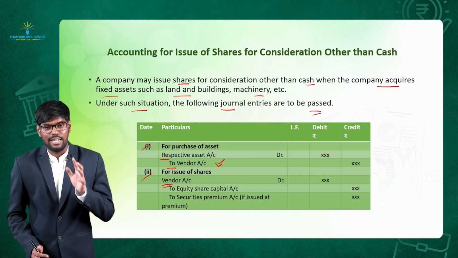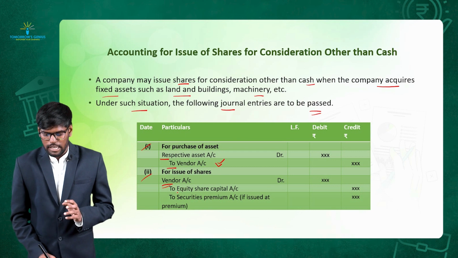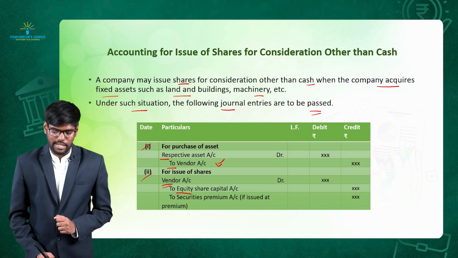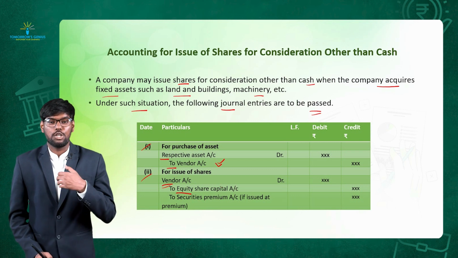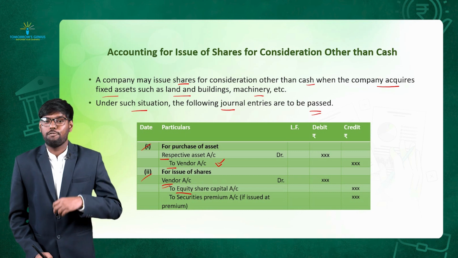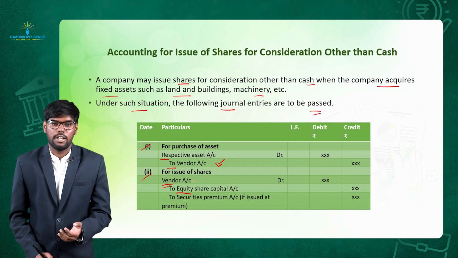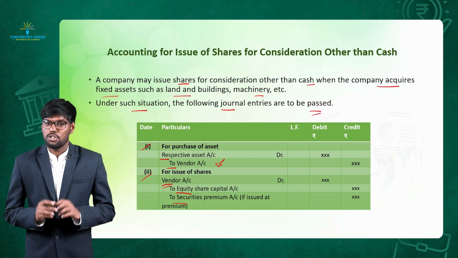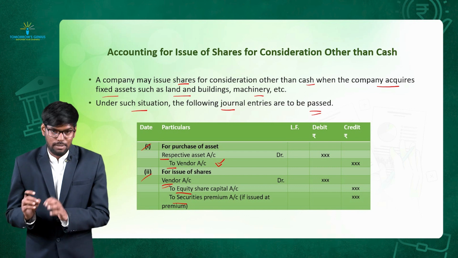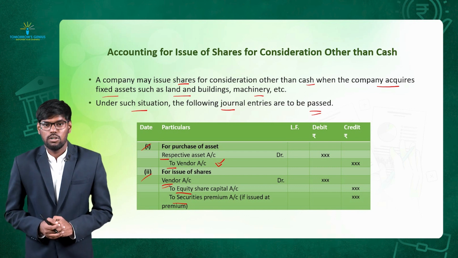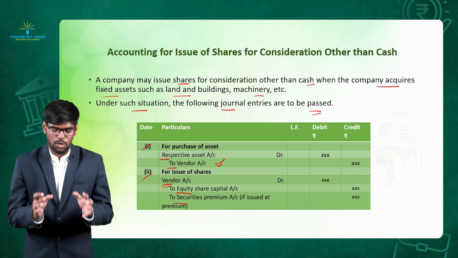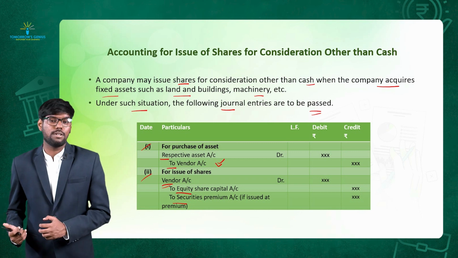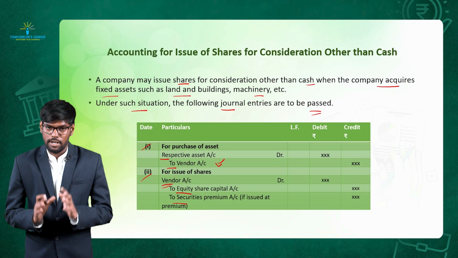So we have to debit the vendor's account here, and we have to credit equity share capital. If you are issuing equity shares, then we have to credit equity share capital account. If we are issuing preference shares, then we have to credit preference share capital account. Then we have to credit securities premium. Whenever a company issues shares at a premium, that is, more than the face value, then we have to credit another account, that is securities premium account, right? So depending upon whether the company is issuing shares at par or premium, we have to develop an entry for issue of shares.